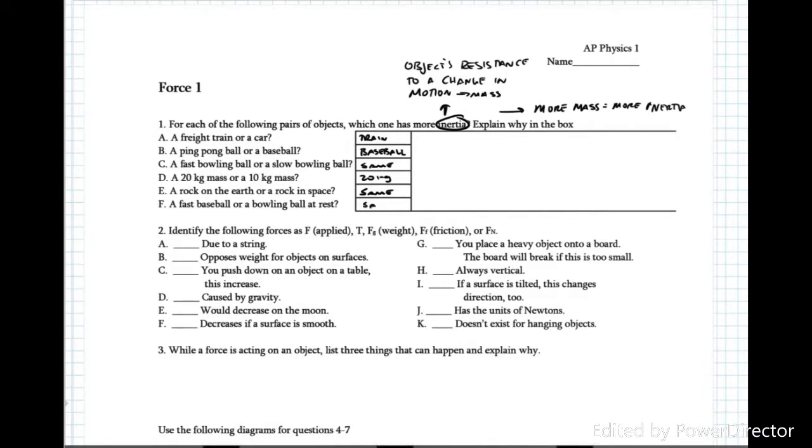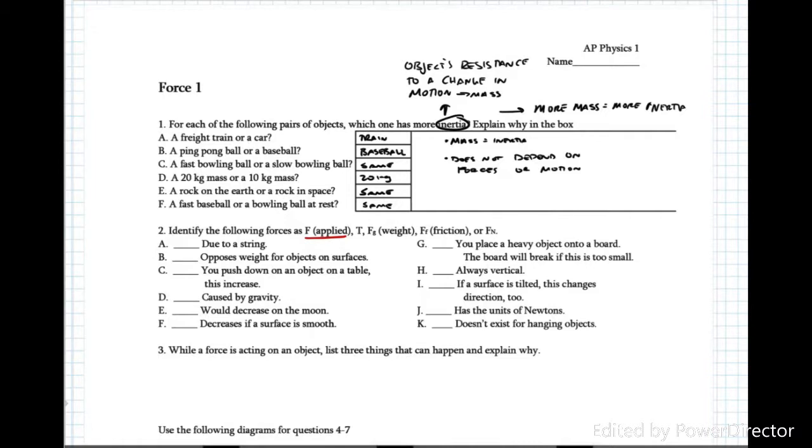Bowling ball, that it's not the same. For a fast baseball or a bowling ball at rest, the bowling ball. Here's the big idea: mass is the same thing as inertia. It does not depend on force acting on the object or the motion of the object. It has to do with how much you have.